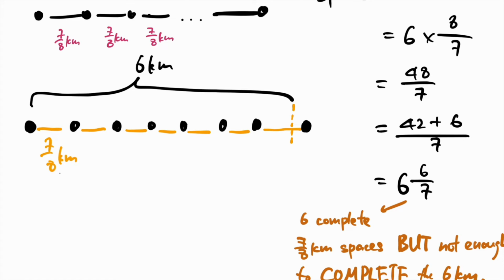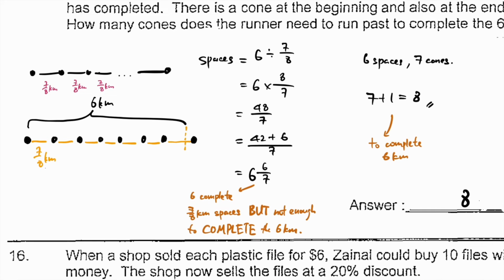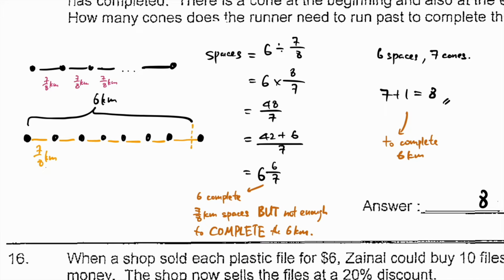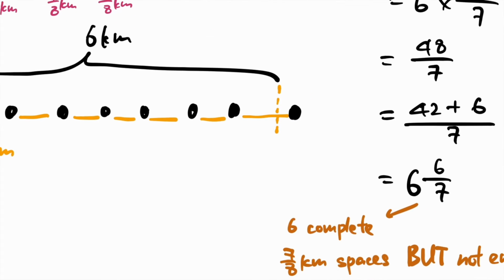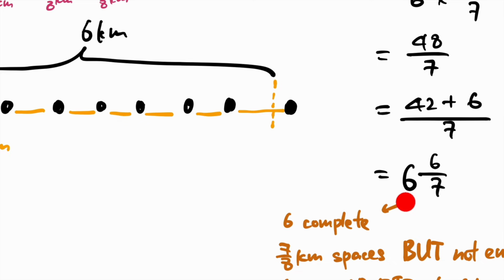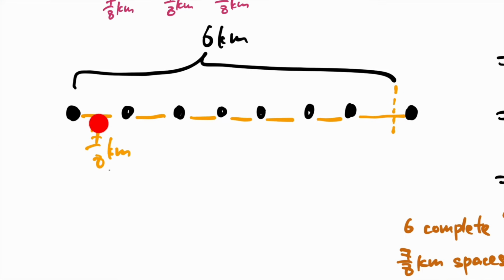Okay, in order to complete, you will have to run past 8. 2, 4, 6, 8. In case you're unsure why the answer is 8, think about it this way. Look, we have established that there are 6 of these 7/8 kilometer spaces. So let's go: 1, 2, 3, 4, 5, 6. How many cones did he have to pass to complete the 6 kilometers? 1, 2, 3, 4, 5, 6, 7. Now, is it 7? Should the answer be 7?